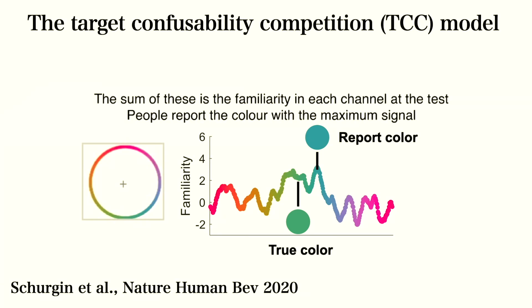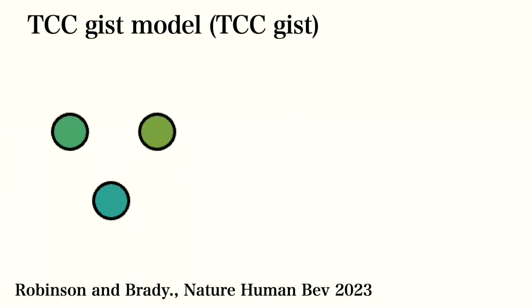In this model, the color that the participant reports will be the one which generates maximum signal after adding the noise into the activation function. Here you can see that instead of recalling the true color, we recall the blue-green one, resulting in memory error. Now we got the representation of individual memory.